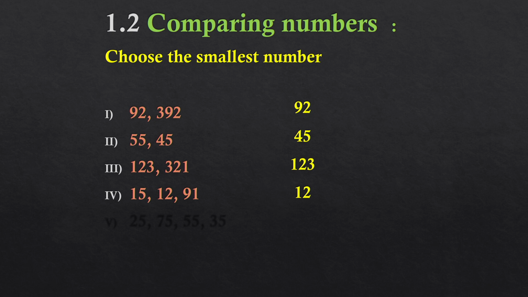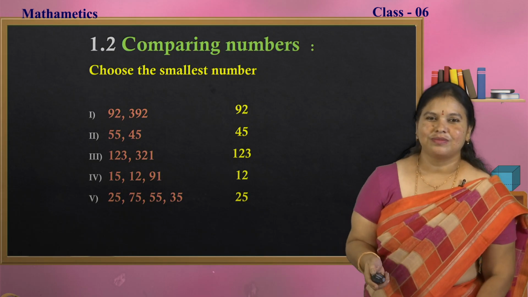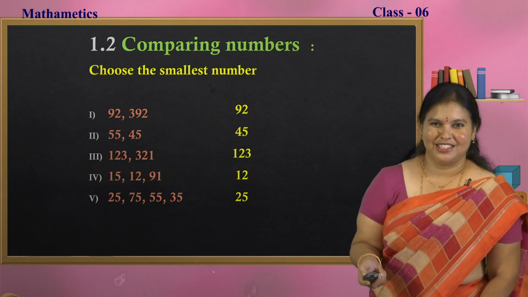Next, we will take up the next example. I have given here four numbers, that is 25, 75, 55 and 35. You have to identify the smallest number among these four numbers. Yes, very good, children. I think you have written it correctly. Yes, it is 25. Very good, students. Let's move on to the next.